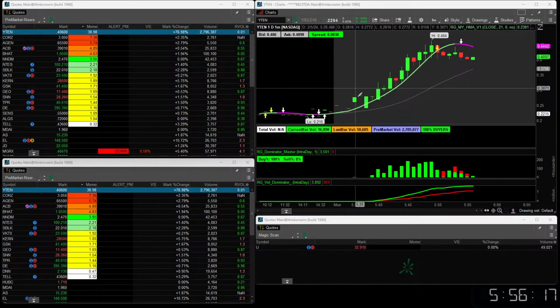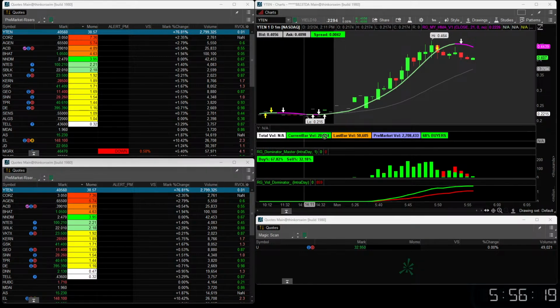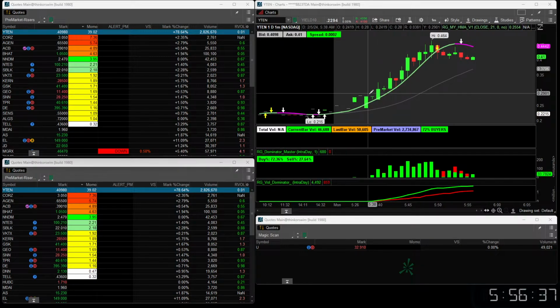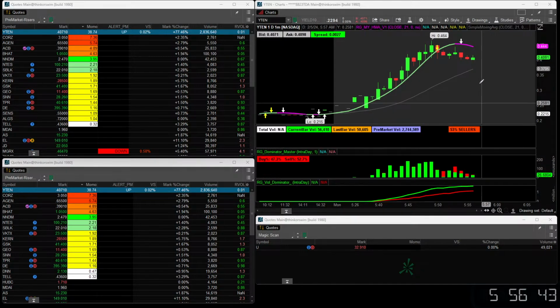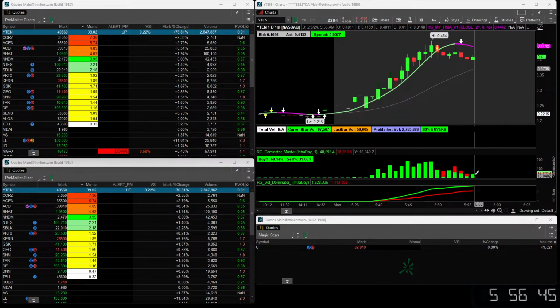We then come over here and confirm that we have enough volume to get in and get out of the stock safely. Once we confirm that, and when I say a lot of volume, we need these numbers to really be flying. It's not a certain number. It's just steady volume. Once we confirm that, we look over at the chart and check out the Dominator Master. This is measuring this current candle. We want to see these tall green bars start coming in, just like back here.